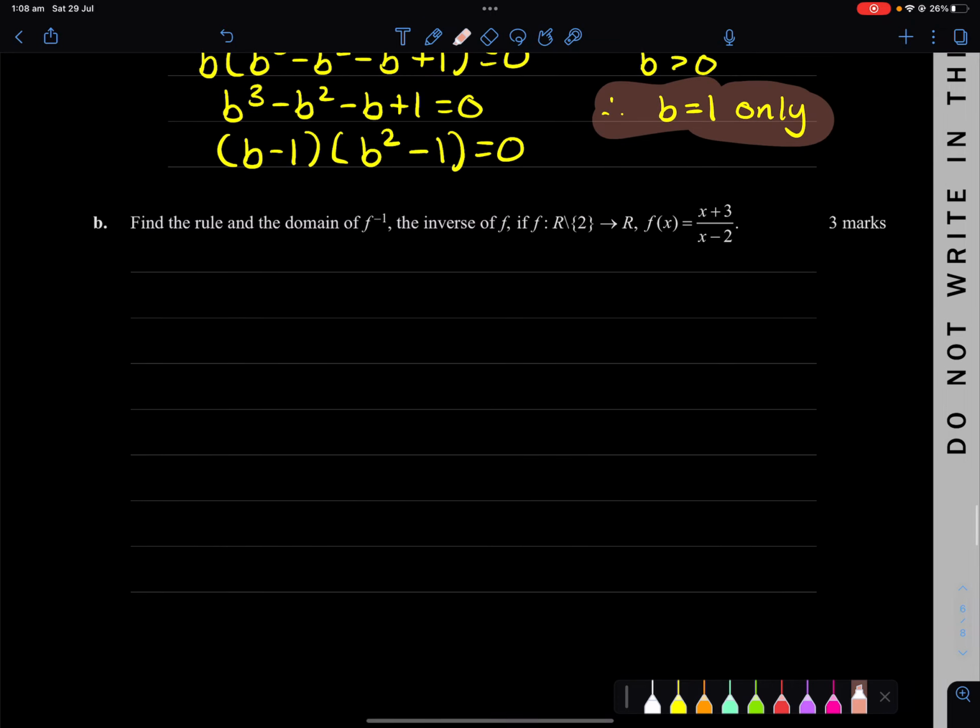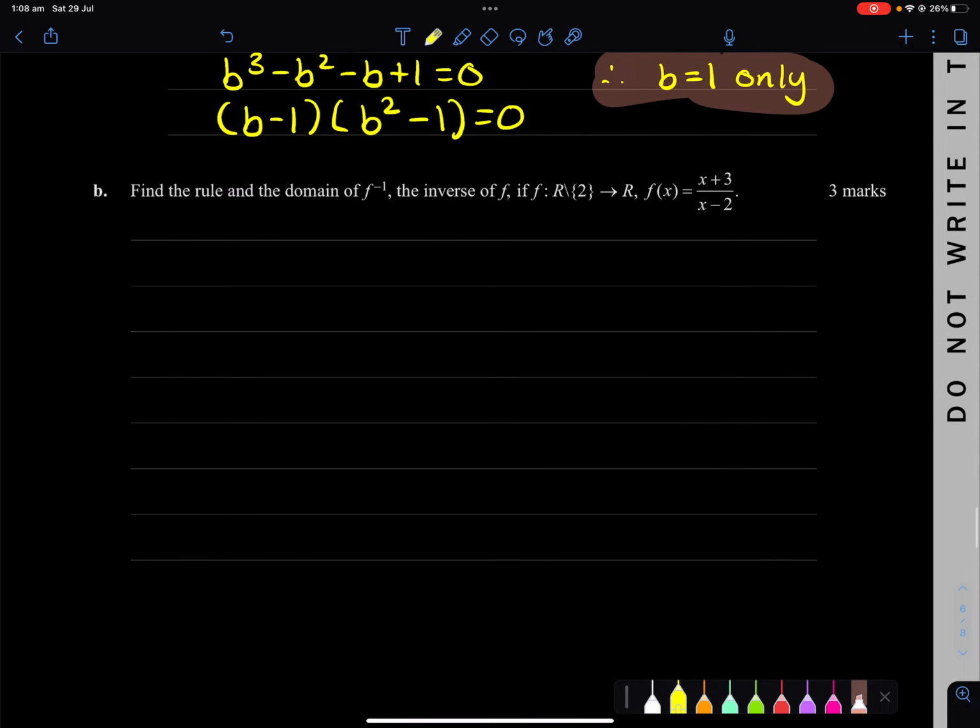Okay, perfect. Find the rule and the domain of f inverse of x. Find the inverse of f if this is x.